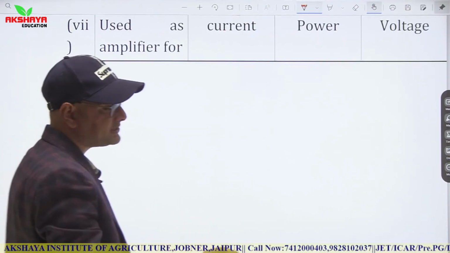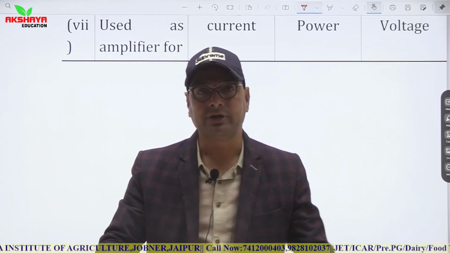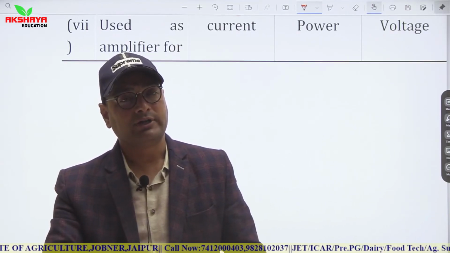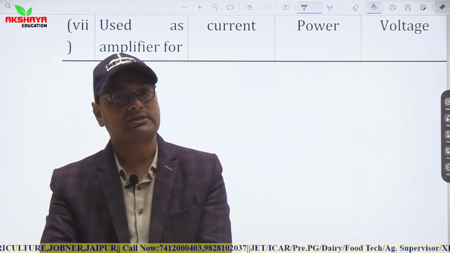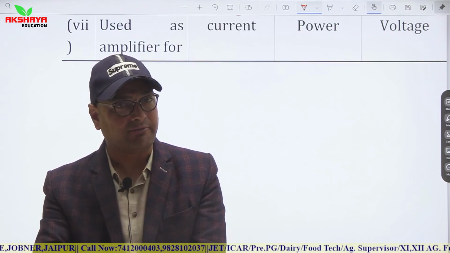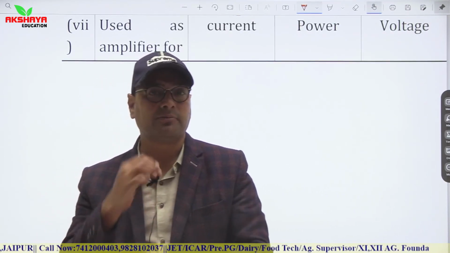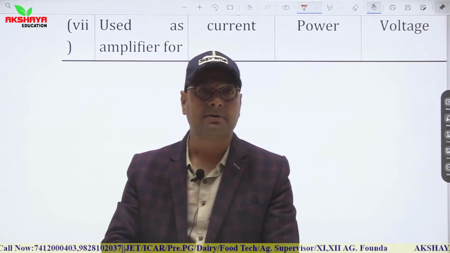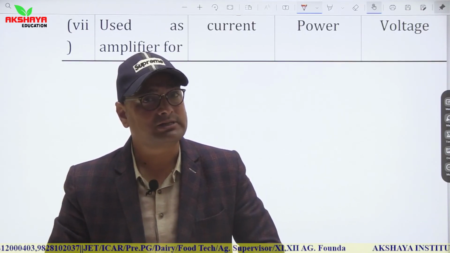So students, that's it from transistors. Today we have discussed what is a transistor, how many types of transistors are there, and what are their operations and different uses. So that's it from transistor. In next lecture we will discuss about pattern of questions from this semiconductor electronics.